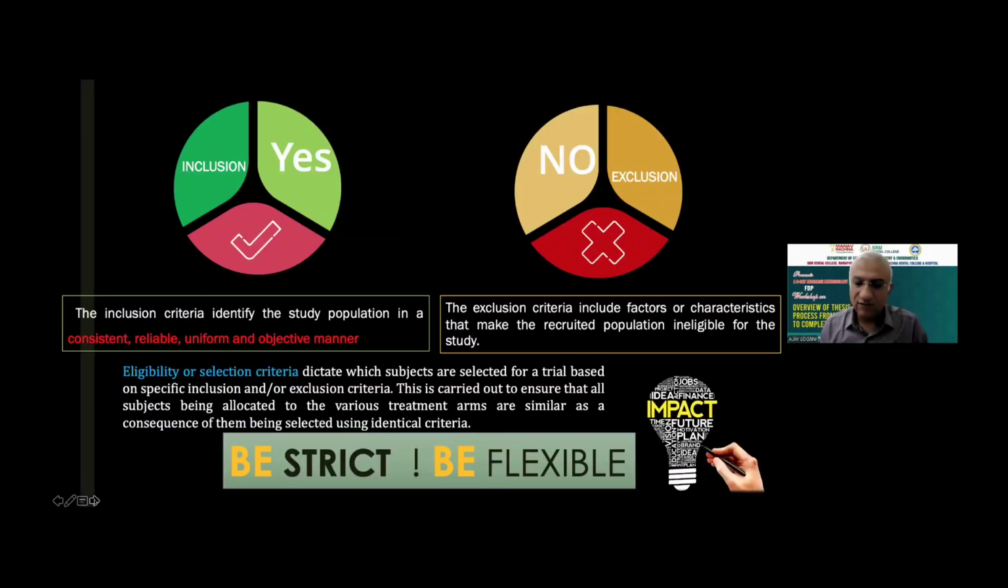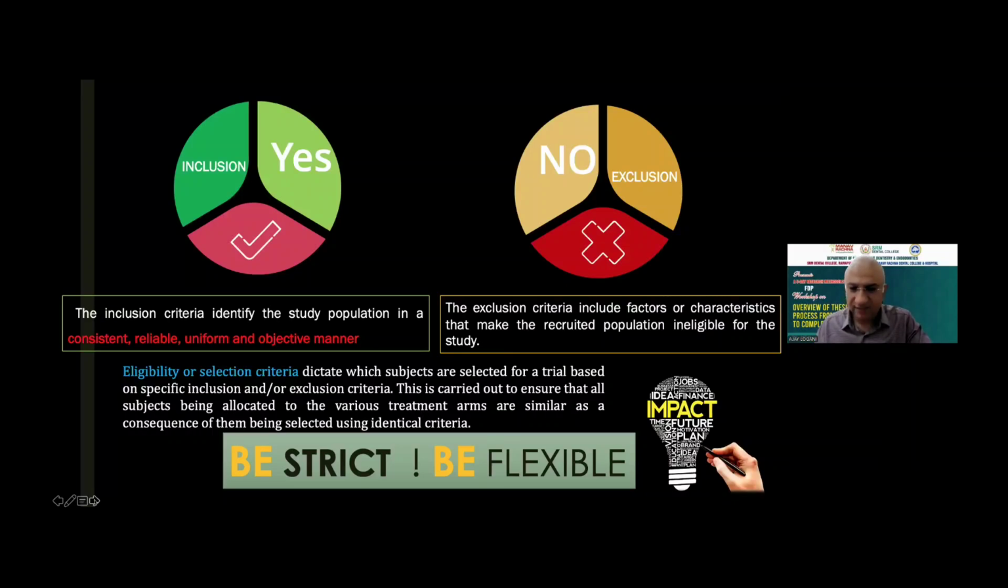The second thing which I would want to tell you in the methodology is to have your inclusion and exclusion criteria really thought about, because selection criteria basically dictates which subjects are selected for a trial based on specific inclusion and exclusion criteria. This is done to make sure that the various treatment arms are similar as a consequence of being selected using identical criteria. But the only thing here is that please have good inclusion and exclusion criteria.